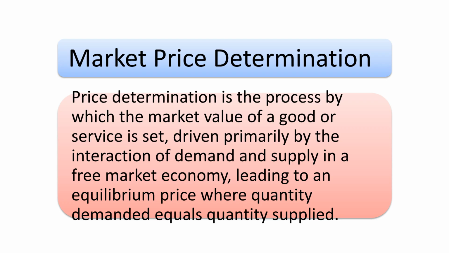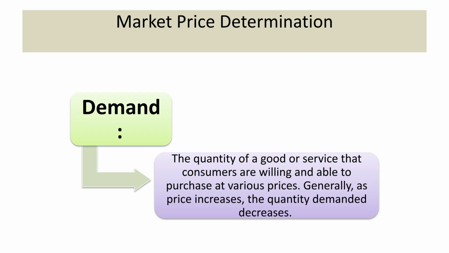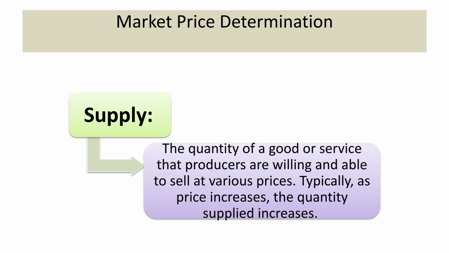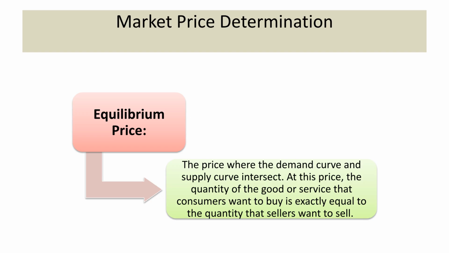Market price determination is the process where a good's value is set by the interaction of demand and supply in a free market, leading to an equilibrium price. Demand is the quantity of a good or service that consumers are willing and able to purchase at various prices. Generally, as price increases, the quantity demanded decreases. Supply is the quantity of a good or service that producers are willing and able to sell at various prices. Typically, as price increases, the quantity supplied increases. The equilibrium price is where the demand and supply curves intersect. At this point, the quantity consumers want to buy equals the quantity sellers want to sell.